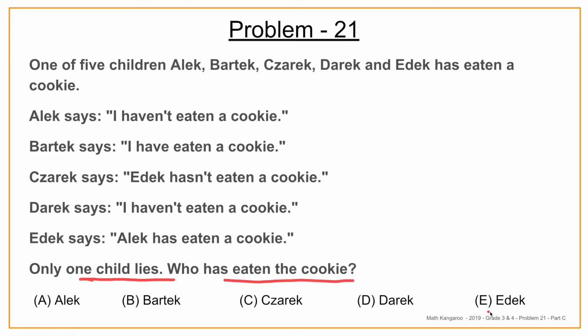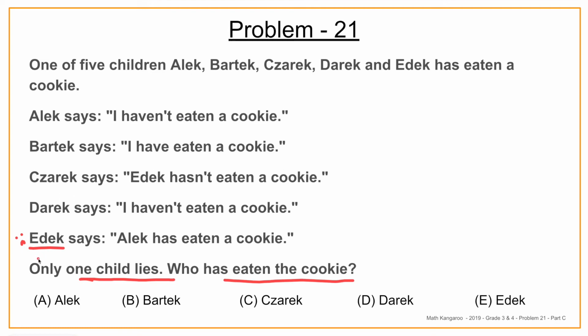These are our options. We know that only one child is lying and the rest are telling the truth. Let's analyze their statements carefully. If Bartek were telling the truth, I have eaten a cookie, then the other statements should be true except for one, and that is Edek. Edek says Alex has eaten a cookie, which contradicts this. This would mean Edek is lying.